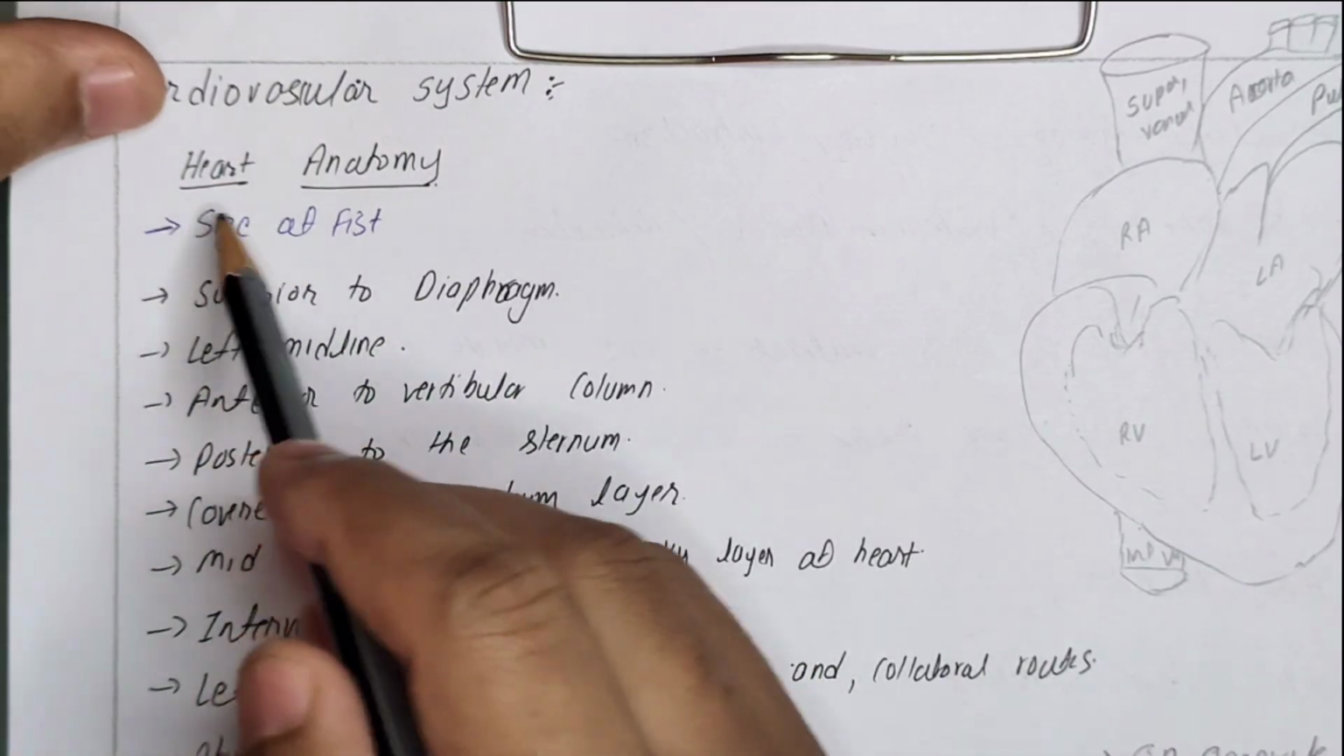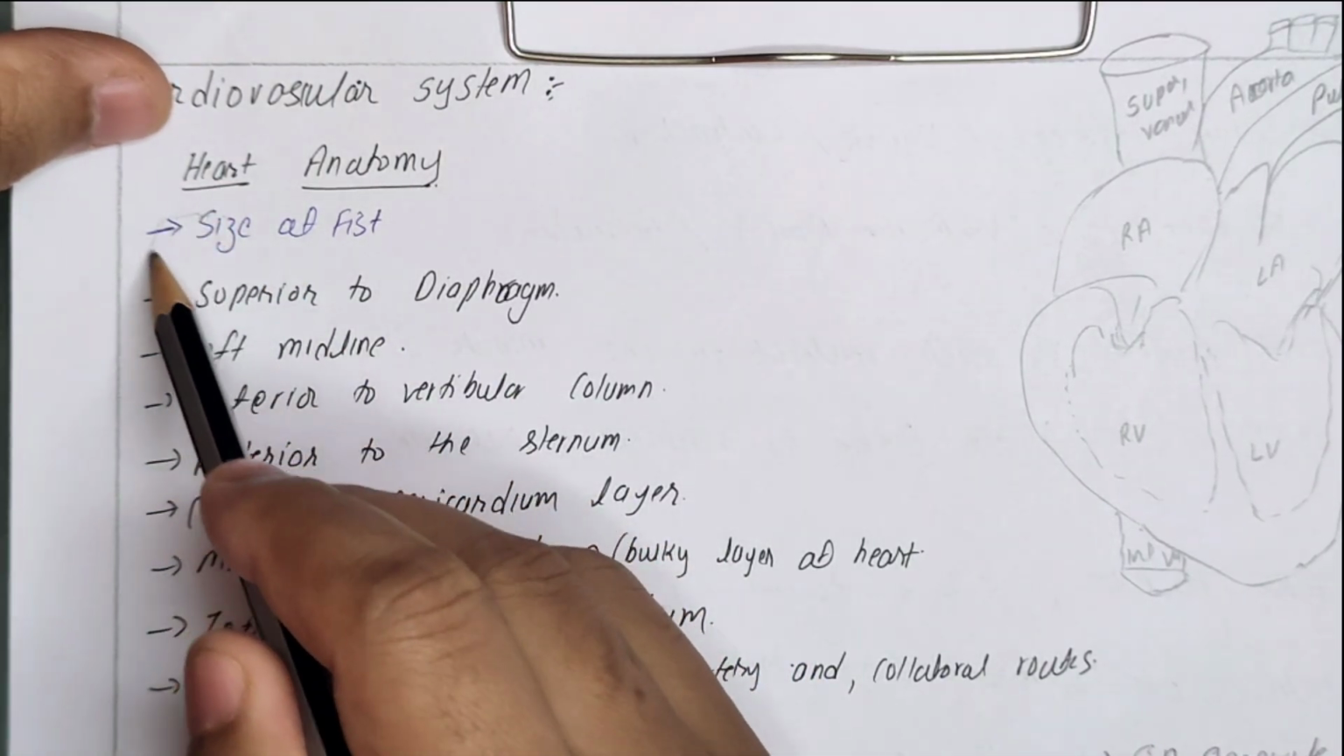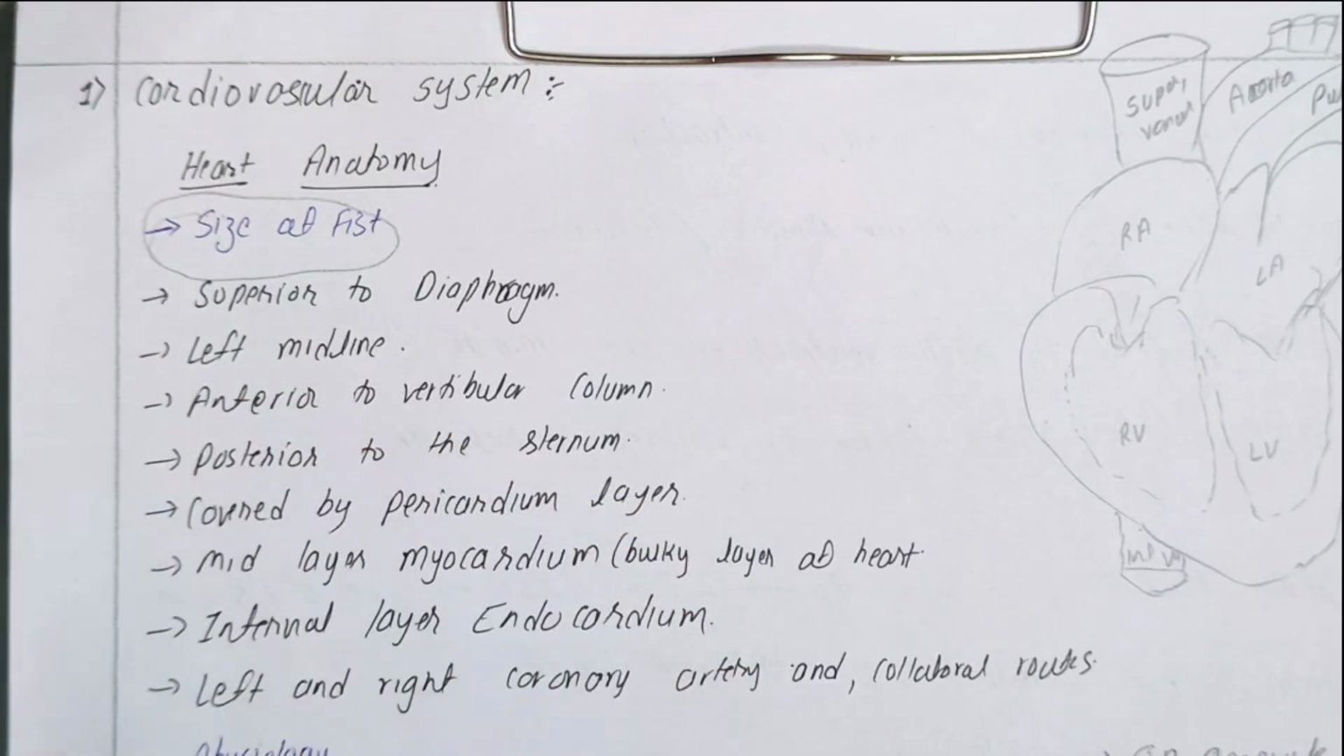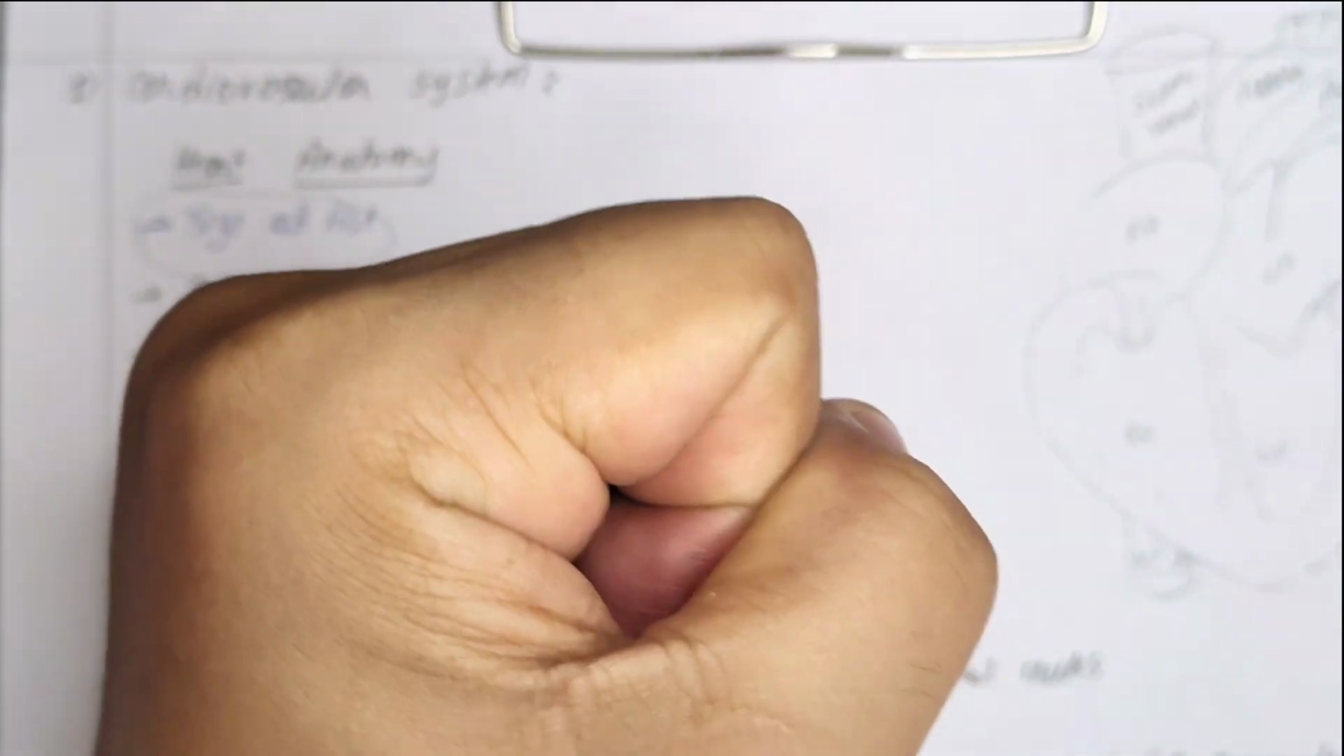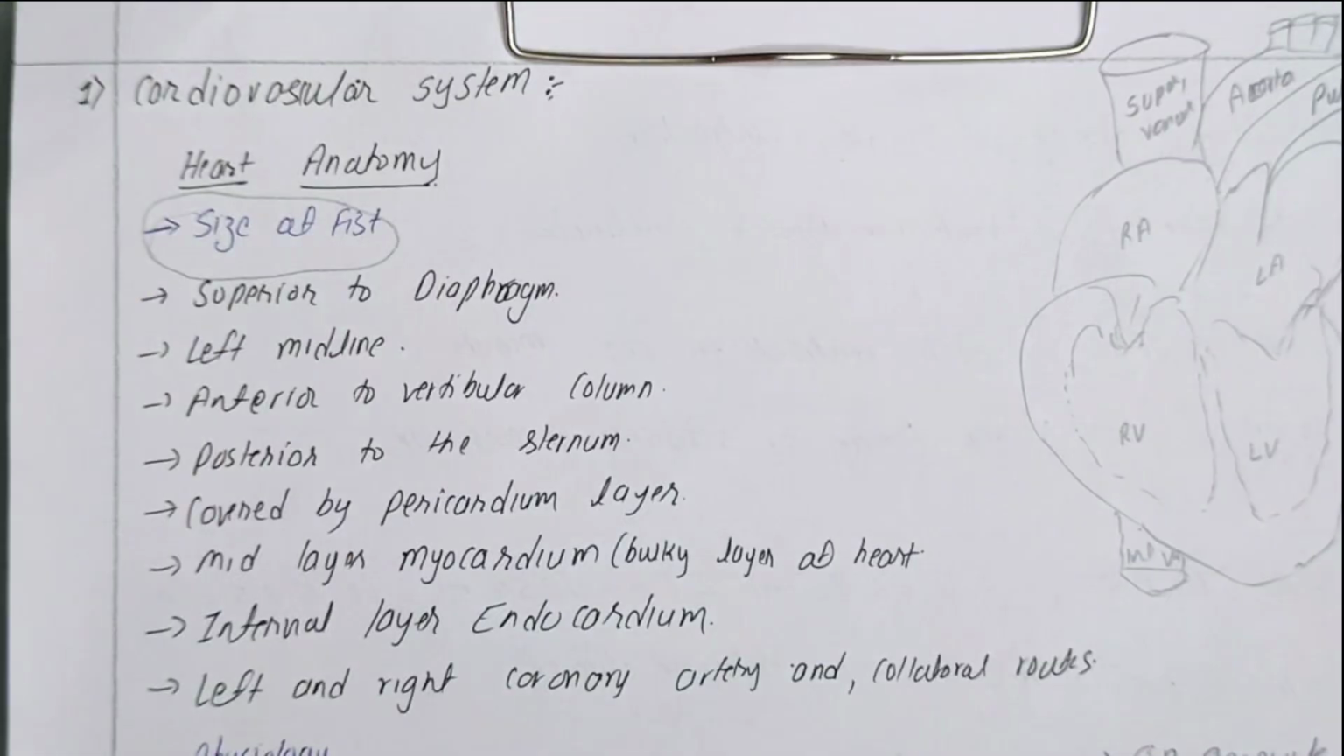The heart is an organ which is almost the size of our fist. If we make a closed fist like this, the size of this fist resembles the size of the heart. So if a person's body structure is small and his fist is small, then his heart will also be small. So that is a gross idea. It's not always technically true, but yes, it gives us a gross idea.